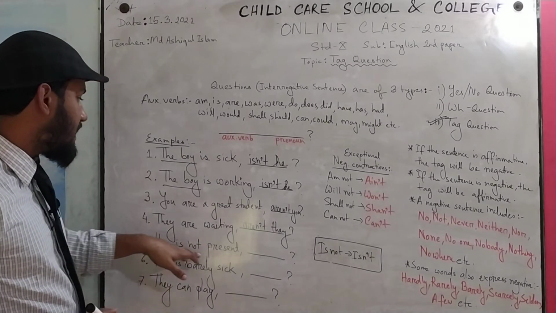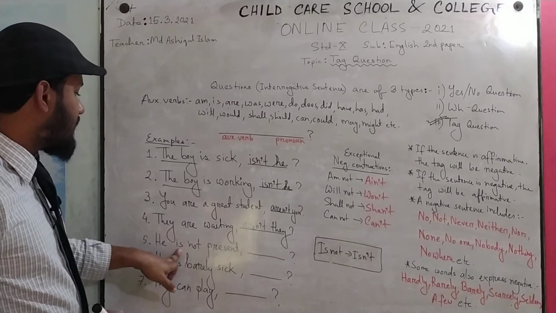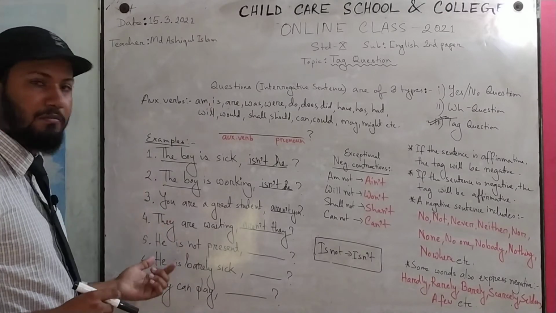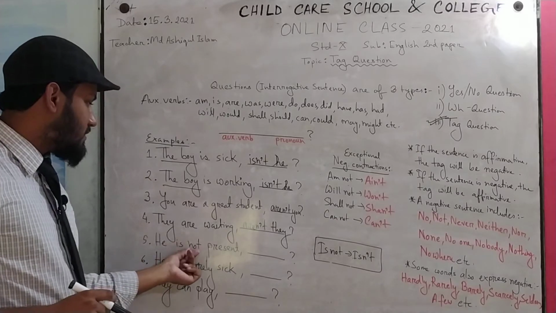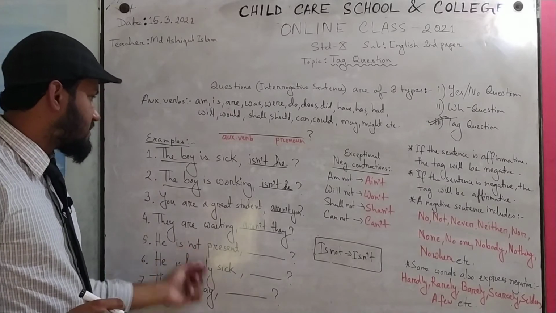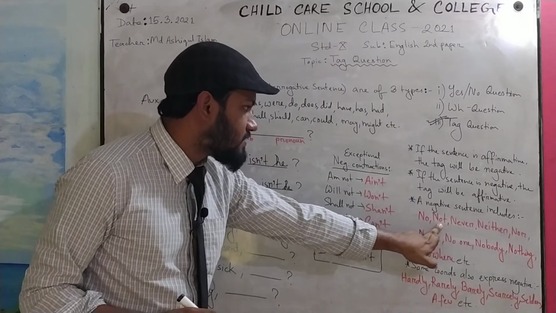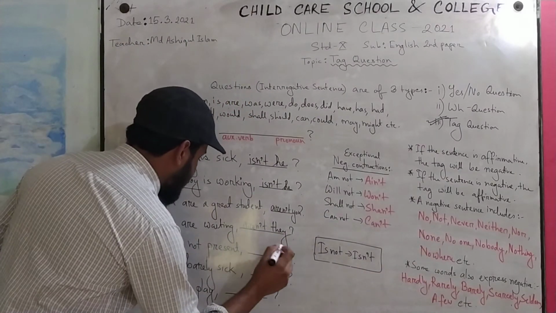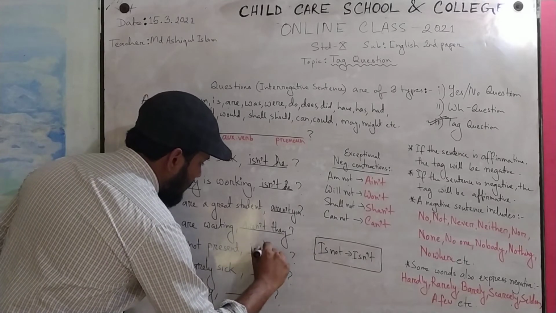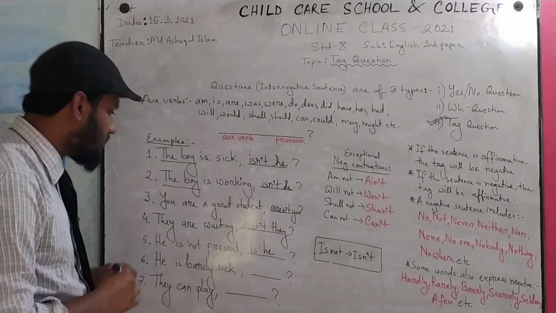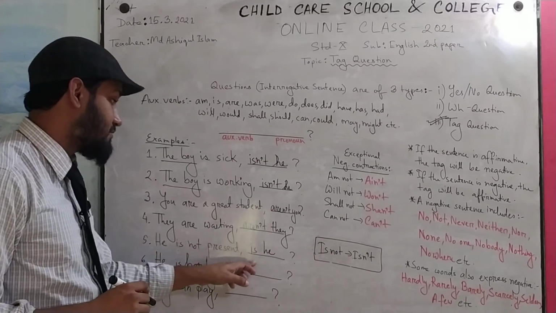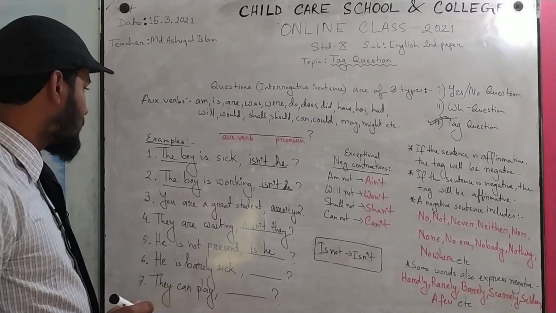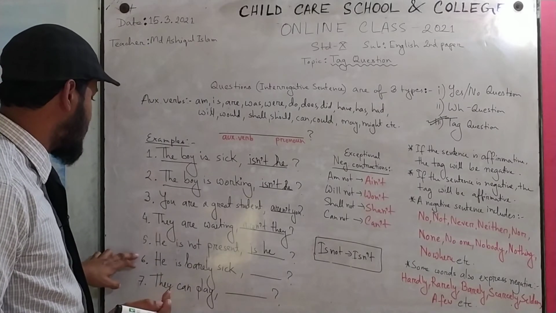Let's move on to the fifth example. It says, he is not present. Here we have our auxiliary verb "is," and the subject is "he," which is also a pronoun by itself. But this sentence has the negative expression "not." So our tag has to be in affirmative expression, which is "is he." We haven't used any negative expression over here because the sentence is in negative expression.